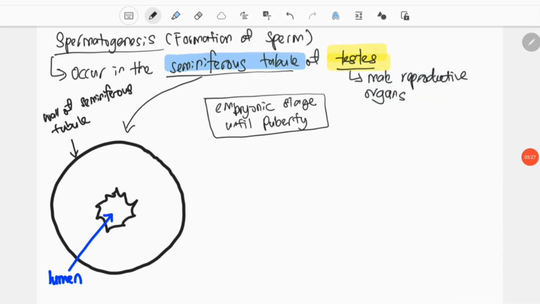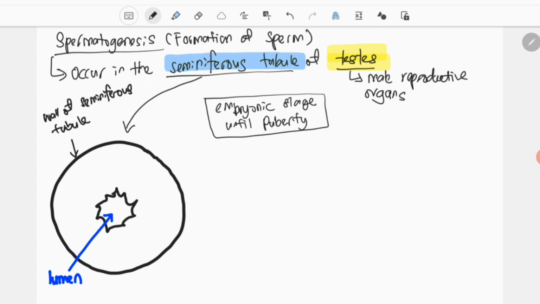Okay, sekarang kita tengok the process of spermatogenesis. So the process of spermatogenesis akan start during embryonic stage until puberty. Lepas tu baru sambung selepas puberty. So proses tu start semasa dalam kandungan lagi, iaitu semasa embryonic stage. Apabila zygote tu baru nak develop.